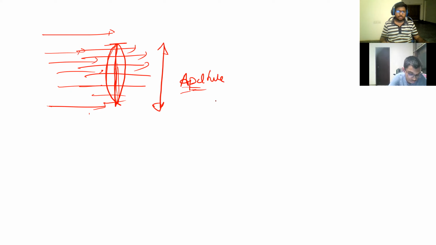And now, in this area the light is passing. So for that area there will be a radius, right? Circular area, there will be a radius. That radius is called the aperture. And now the important point is that intensity is proportional to aperture square.